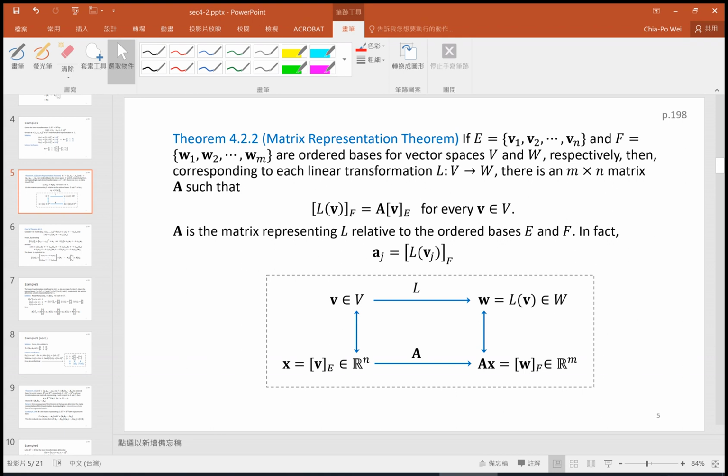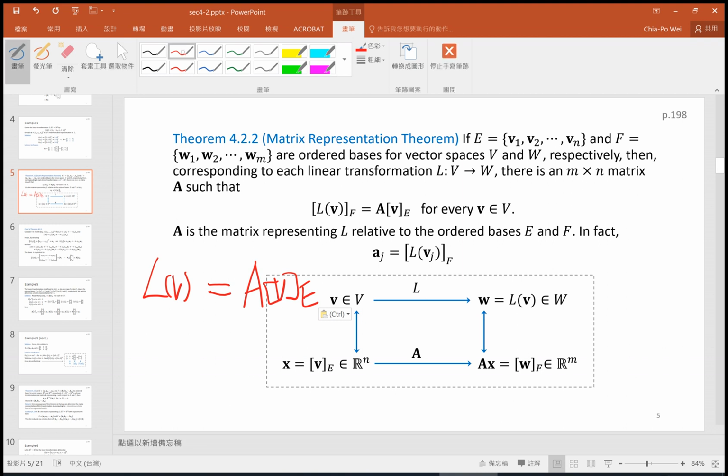Similarly, it is not legal to write L of v equals A times the coordinate of v with respect to E, because on the left hand side is a vector in W, which can be a polynomial or a continuous function. On the right hand side is a vector in Rm, because the matrix A times a vector in Rn equals a vector in Rm. Therefore, this notation is not legal.